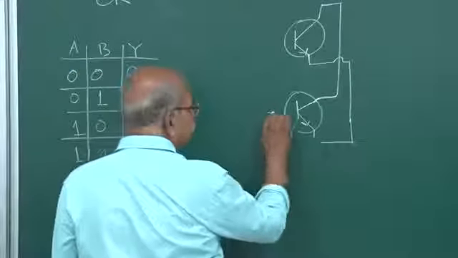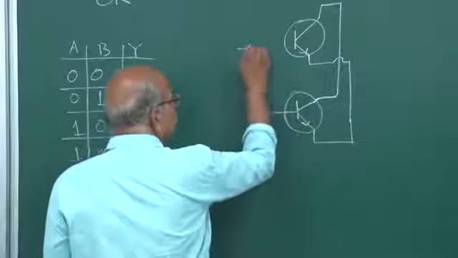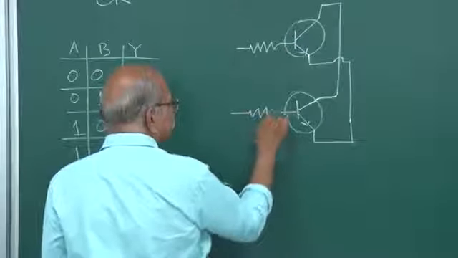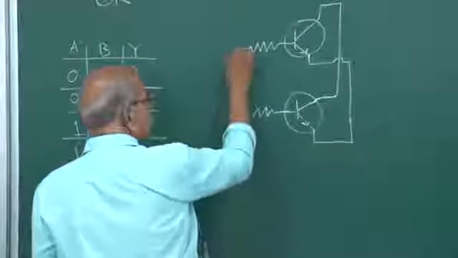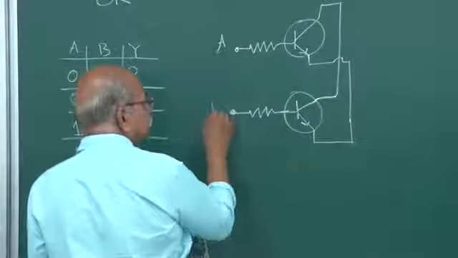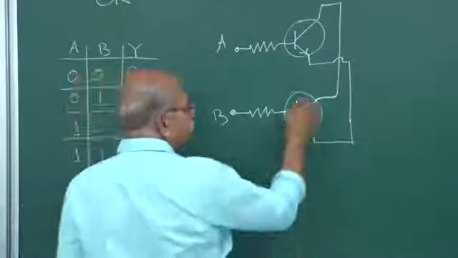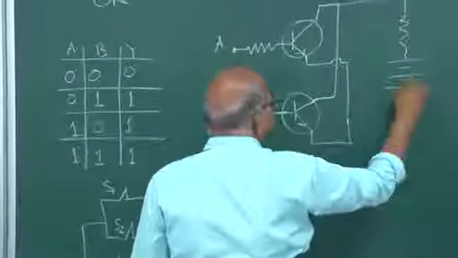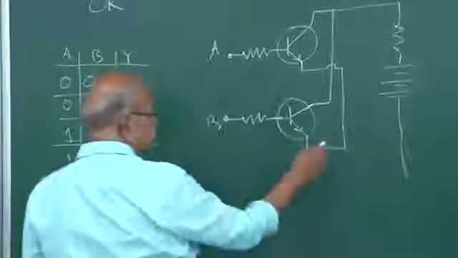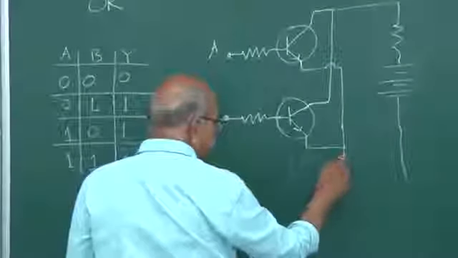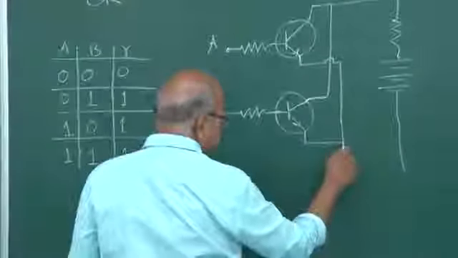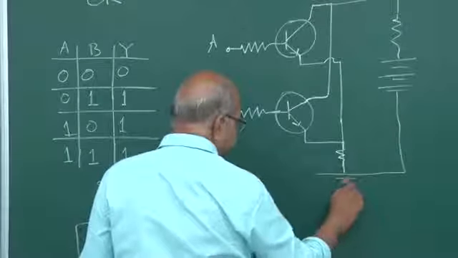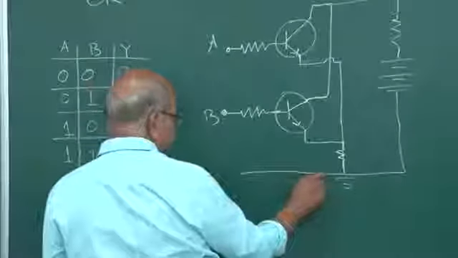And then here are the input points. So you can put resistors, and these are the input points A and B. And then the collectors, the common collectors, from here you have your biasing. And emitter here you have that emitter resistance, and it goes to 0, and this is the ground. So this is the ground, right?